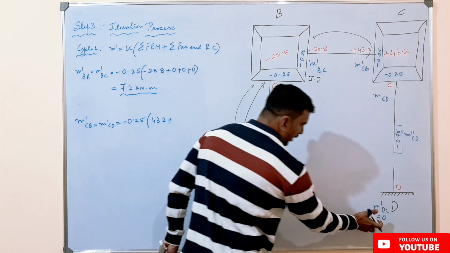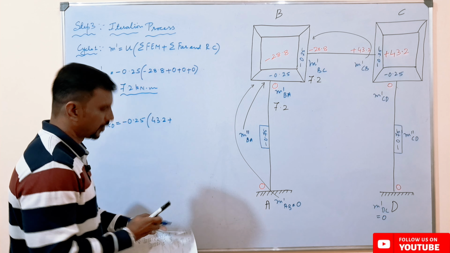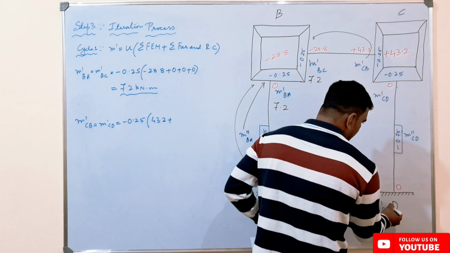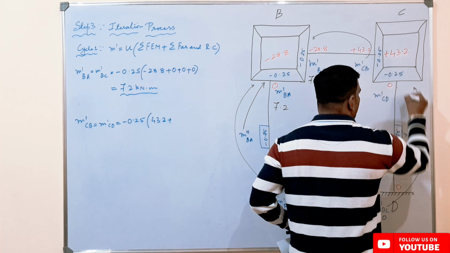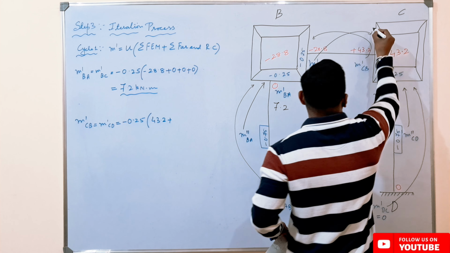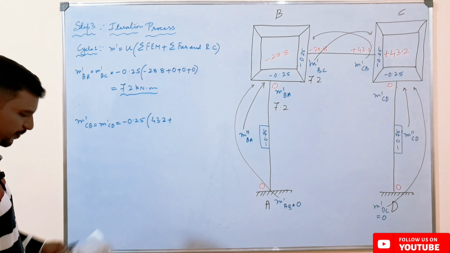rotation contribution. Far end rotation contribution here, this one. See, for this joint over here, the far end rotation contributions are M dash DC and M double dash CD, also M dash BC.